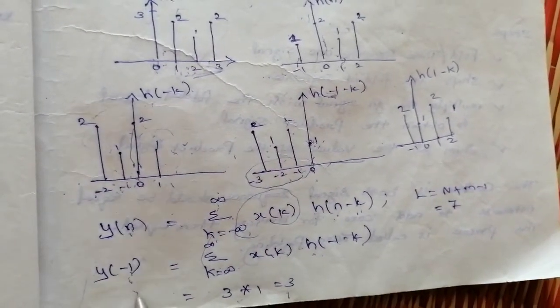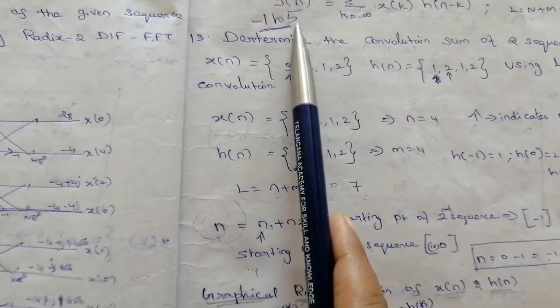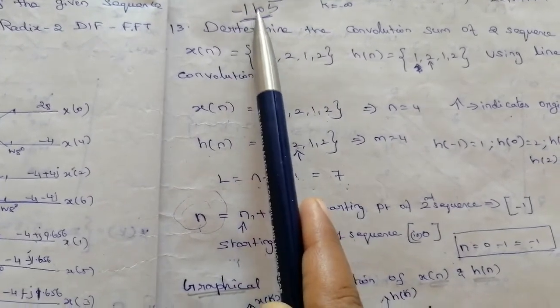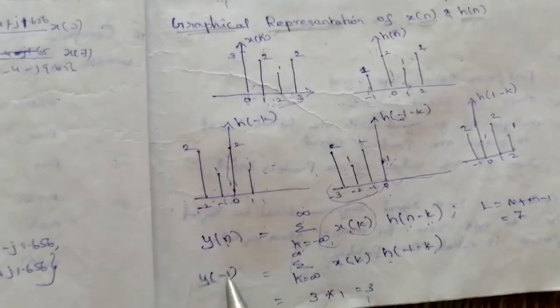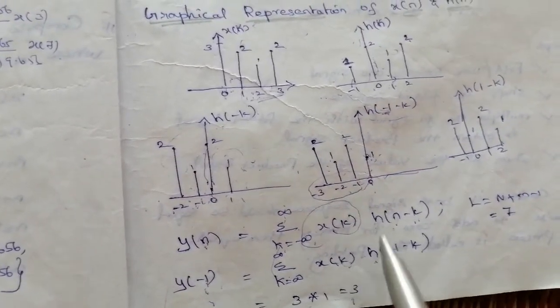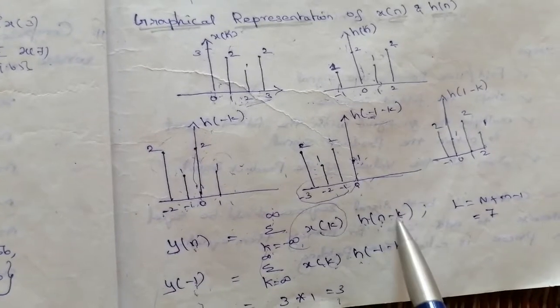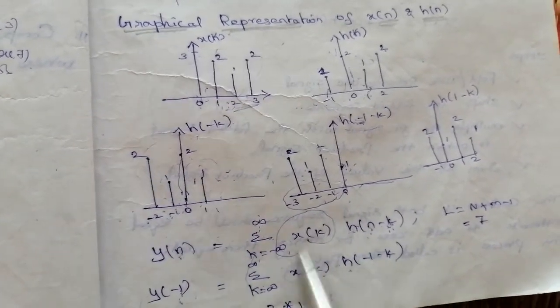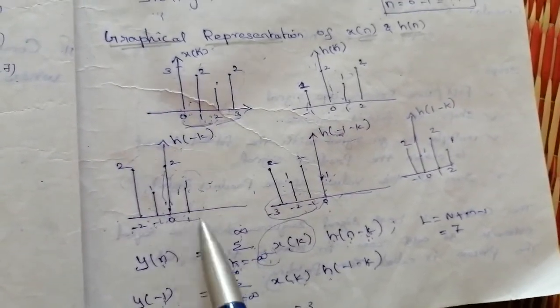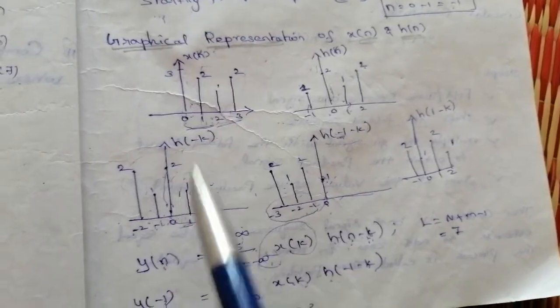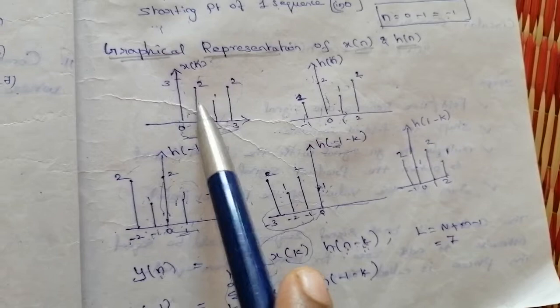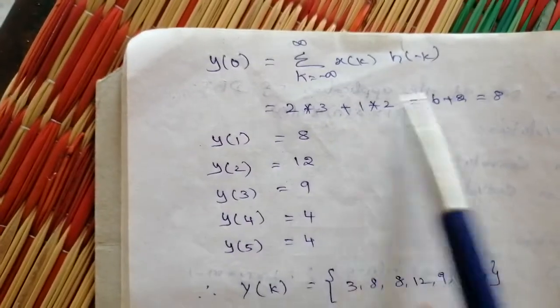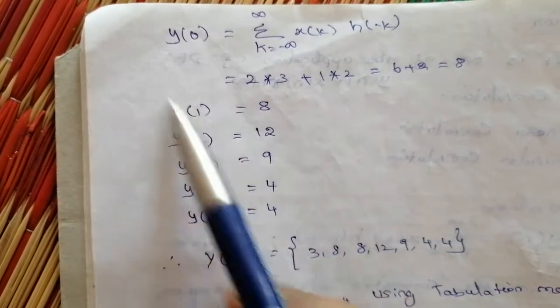Next, substitute n equal to 0, because the range is minus 1 to 5. First we substituted n equal to minus 1, next substitute 0. So substituting n equal to 0 means the equation x of k into h of 0 minus k, which means h of minus k. Already we have the diagram of h of minus k and x of k. Now multiply these two diagrams. So here the common values are at 0 and 1. So 2 into 3, 6, plus 1 into 2, 2. So 6 plus 2, 8. So y of 0 value is 8, right?